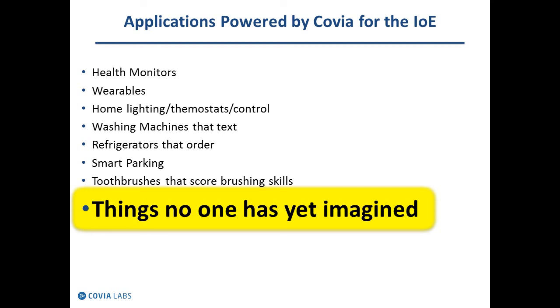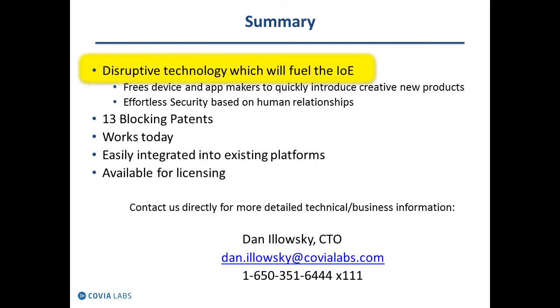We have all heard about all the great applications for the Internet of Everything, but we think the most important applications have yet to be imagined. Covia Technology sets developers free to introduce a nearly unlimited range of applications and devices for the Internet of Everything, allowing it to evolve quickly. So to sum up, Covia has disruptive technology which can fuel the Internet of Everything.